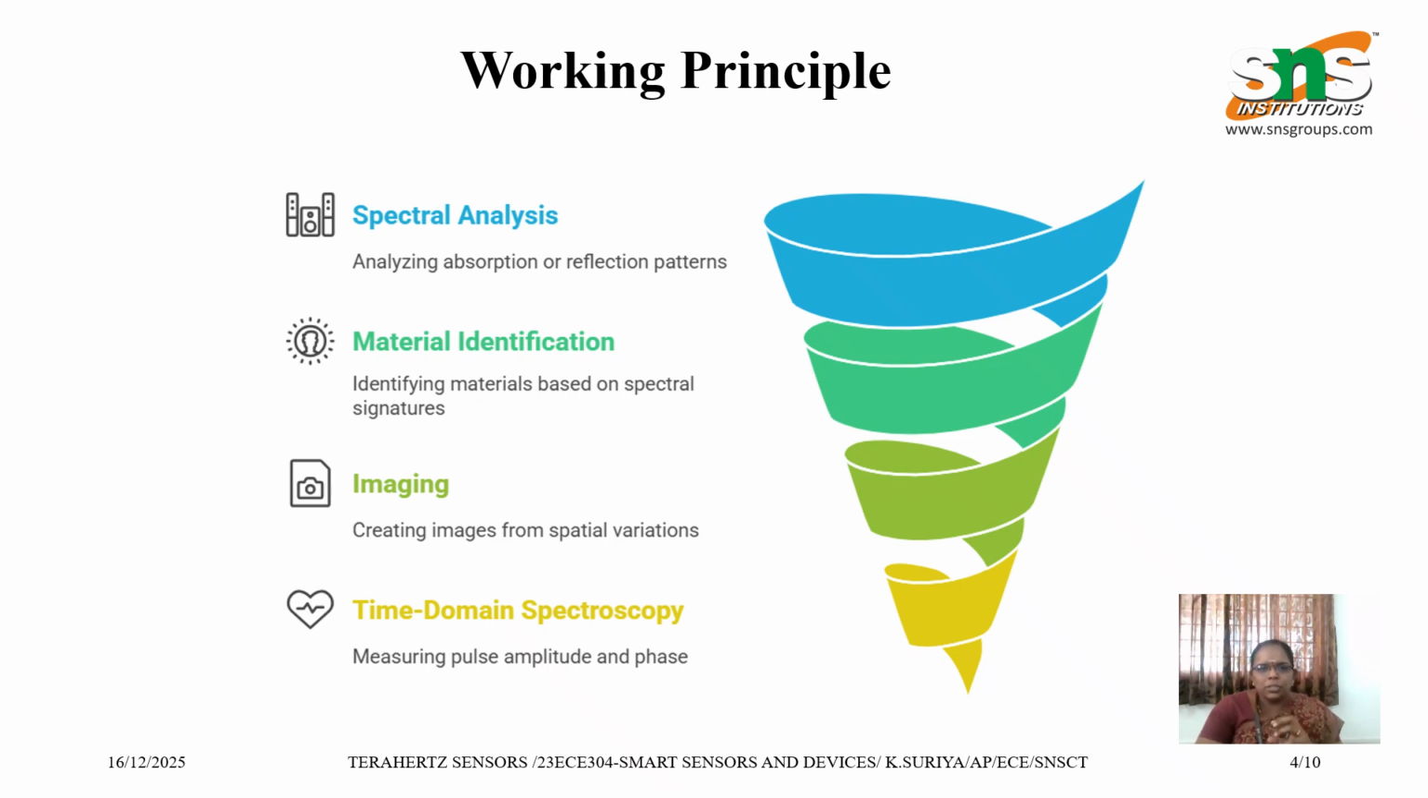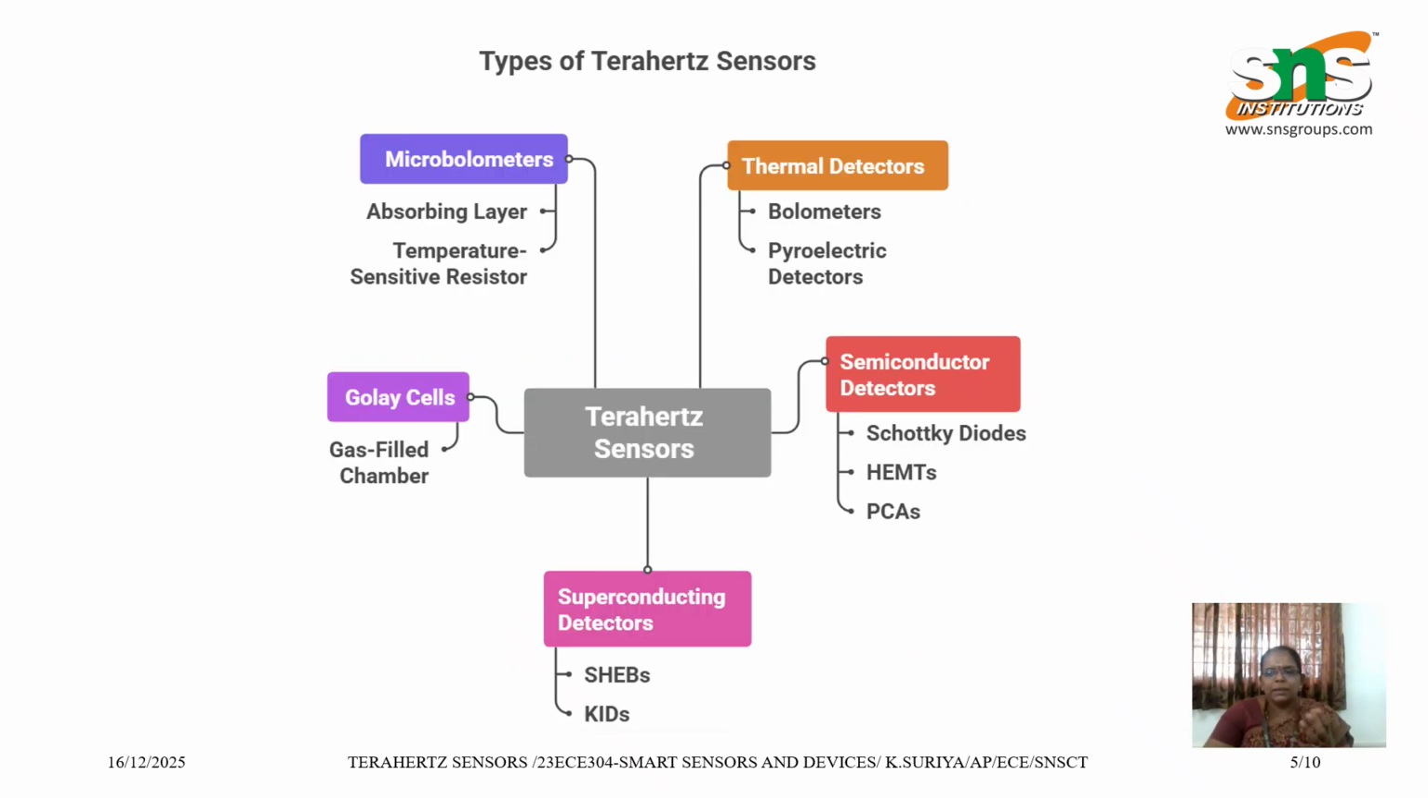Next one is imaging, where it creates images based on the spatial variation of terahertz radiation transmitted or reflected from an object. And finally is the time domain spectroscopy. Here, we measure the amplitude and phase of the terahertz pulses transmitted through a sample to extract its complex refractive index and absorption coefficient. Next, we'll see about different types of terahertz sensors.